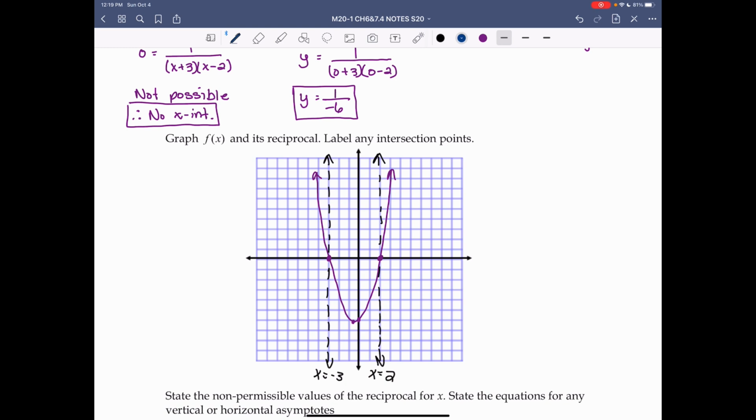So when we're graphing the reciprocal of a quadratic function, and our quadratic function crosses the x-axis, so it has 2 x-intercepts like we have here, then we're going to see our reciprocal will have 2 vertical asymptotes as we've drawn. Also, the vertex of our original quadratic function is between the 2 vertical asymptotes, which makes sense because it's between our 2 x-intercepts.